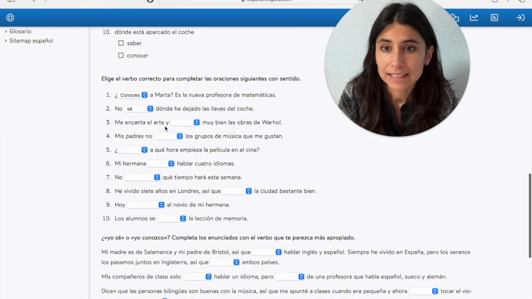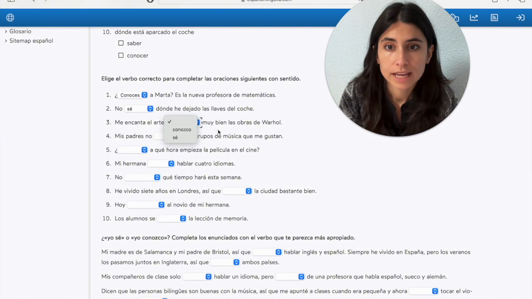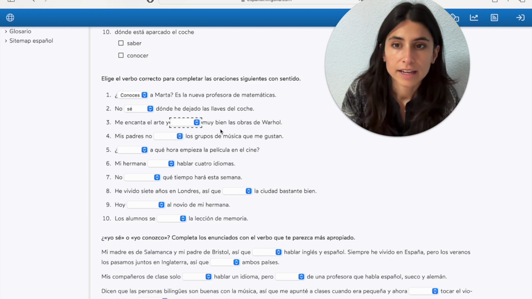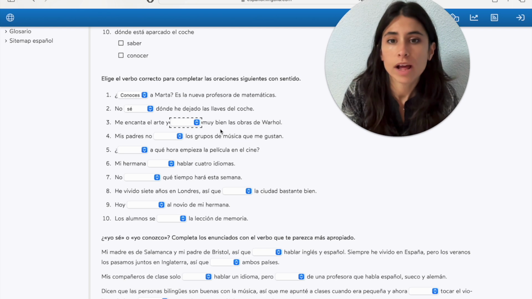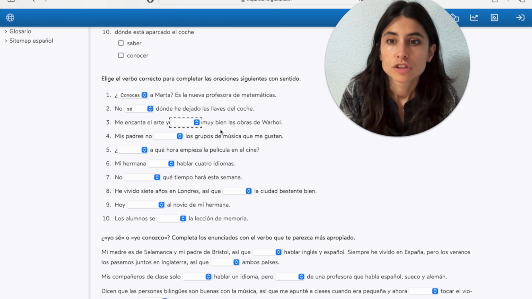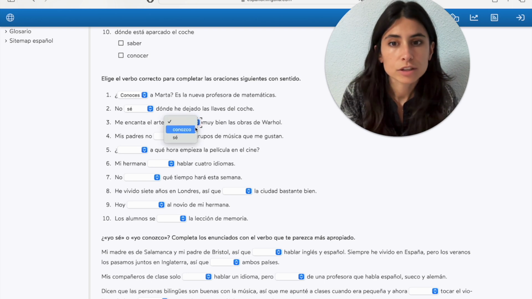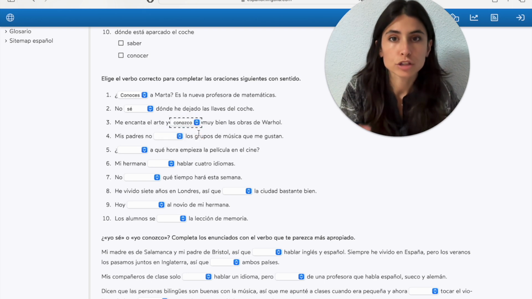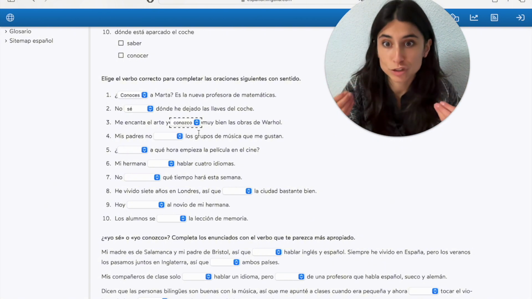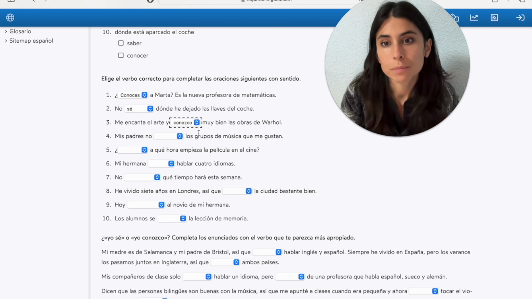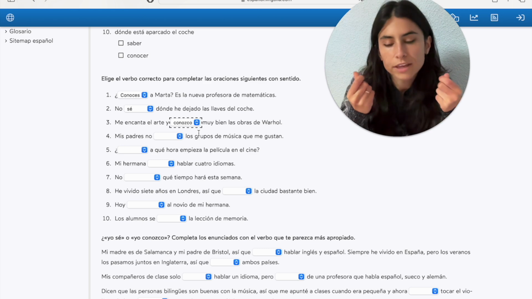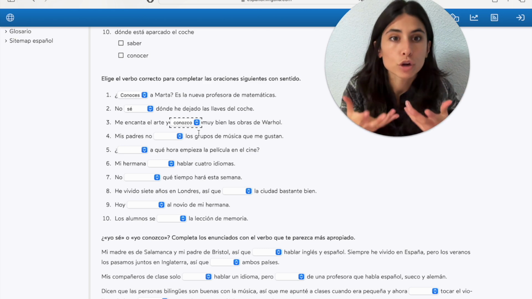Me encanta el arte y conozco, sé muy bien las obras de Warhol. I love art and I know very well Warhol's art. So in this case, it's going to be conozco. Why? Because you recognize them by sight. You're familiar with them. It's not that intellectually you know them, you're just familiar with them. And you've examined them and so on. But the way you know them is more of like a notion.